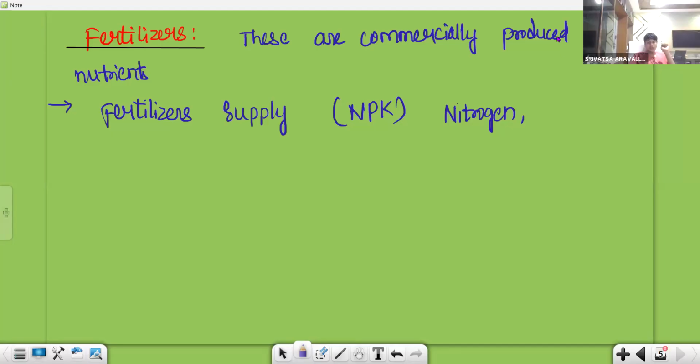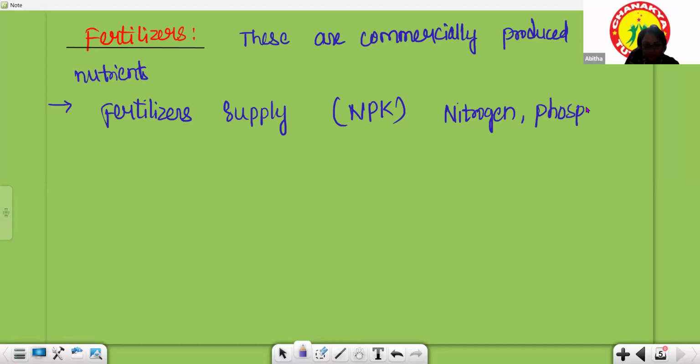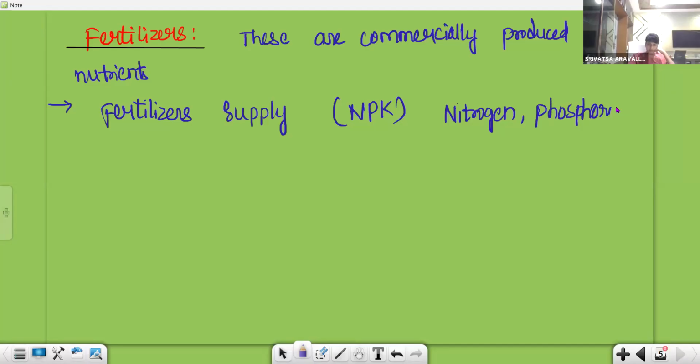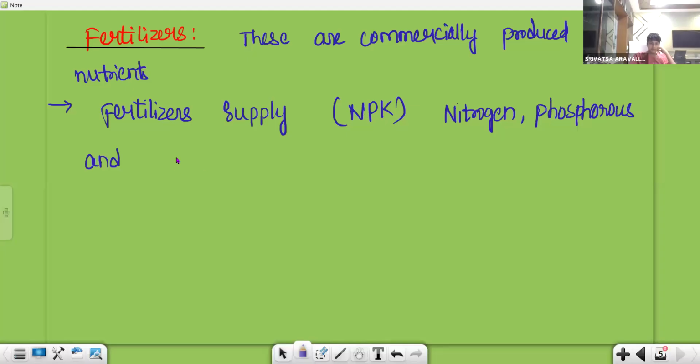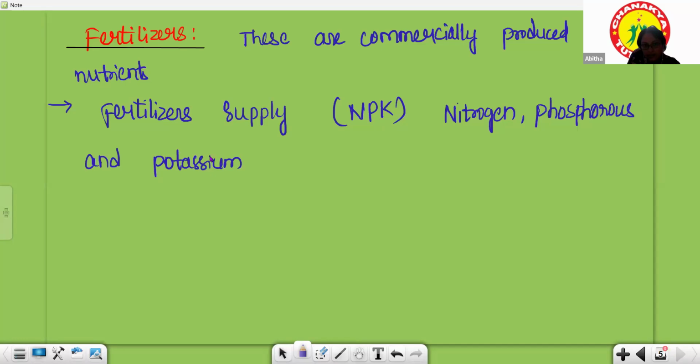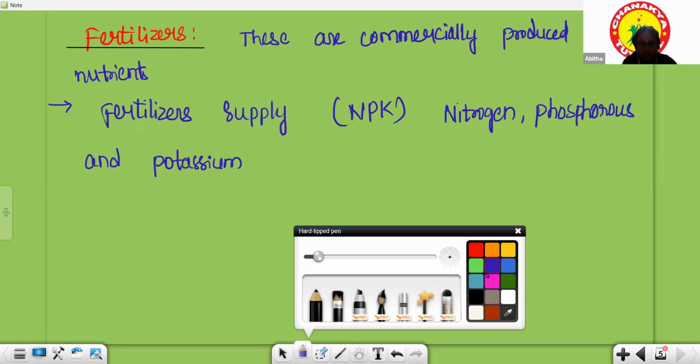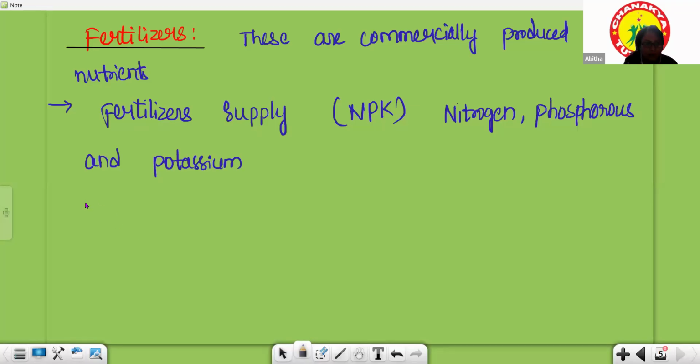Nitrogen, potash, P for phosphorus. How come I forgot? And K for? Potassium. Yes, K is potassium. So these are the three elements we supply to the plant in the form of fertilizer.